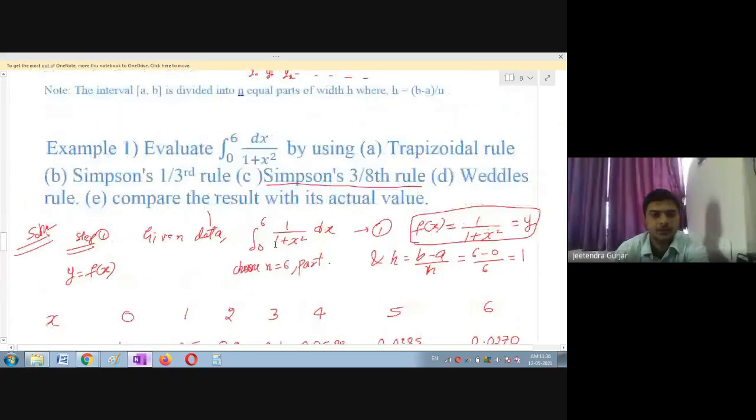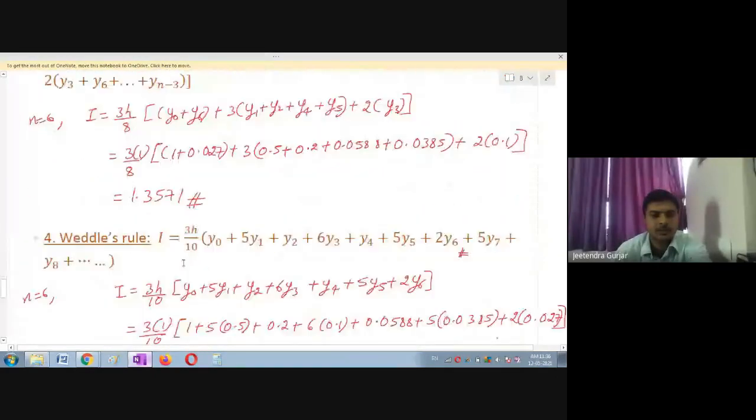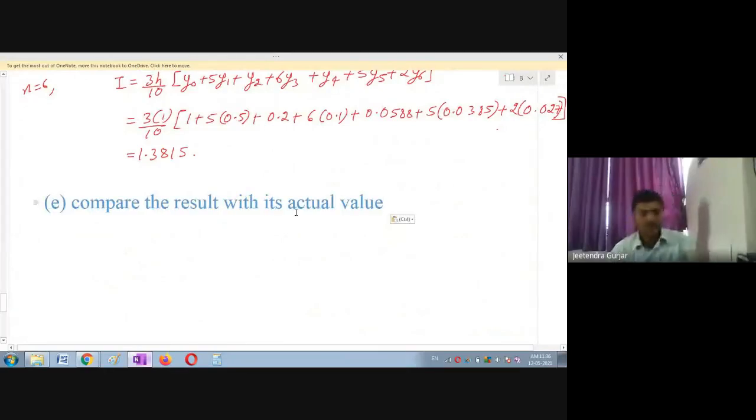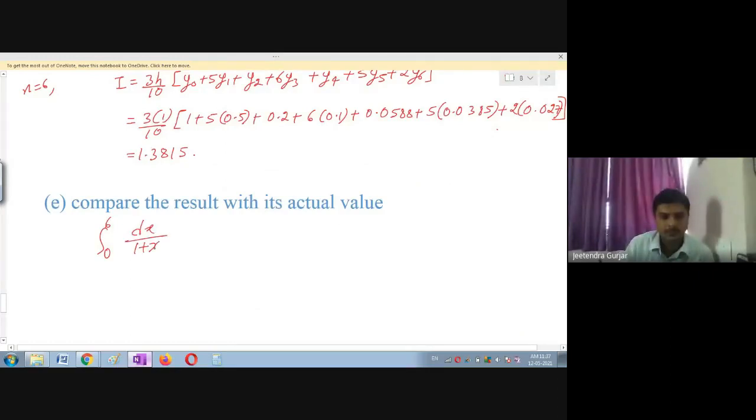Next, after calculating all the values, now I will take the last one. It is comparing the result with the actual result. So we will just see this. How will you compare? Just see here. What is the question given here? I will just do the direct integration. So actual integration I will do in the last part. So all these approximate values will be compared with this now. This is the integral from 0 to 6 of dx upon 1 plus x square. So can anybody tell me what is the integration of 1 upon 1 plus x square?